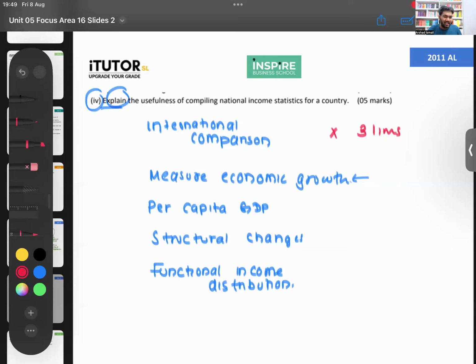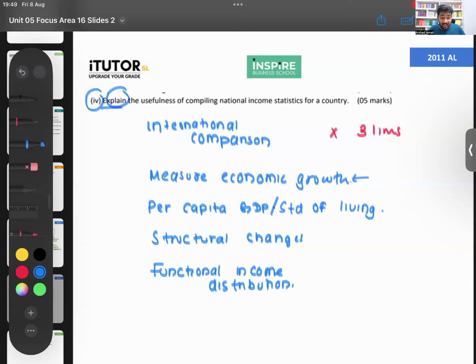Inflation, I would not say is a big point. Quality of life, standard of living, all of that you can put under per capita GDP. That's a measure of that. So through per capita GDP, you can look at your standard of living. So with higher per capita GDP, the standard of living is high.